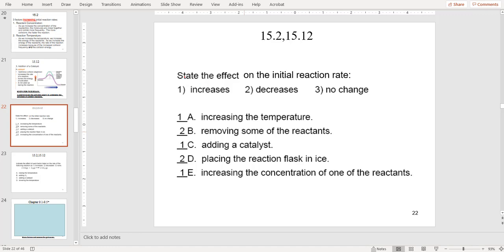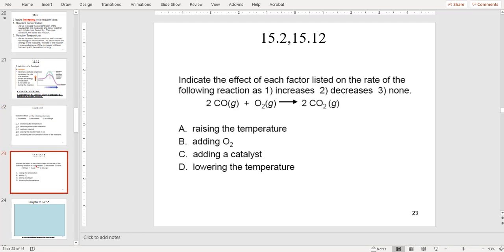So back to the slides. Make sure you're able to answer these types of questions, and you know the 3 factors for affecting and increasing reaction rates. And then here are various scenarios that I could test you on. Raising the temperature increases it. Adding O2, which is a concentration of reactants, increases it. Adding a catalyst definitely increases it. Lowering the temperature decreases it.